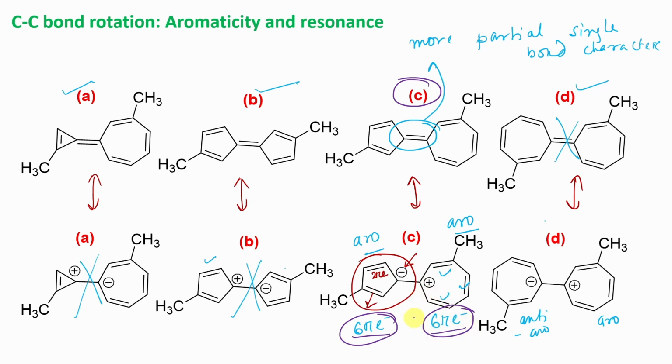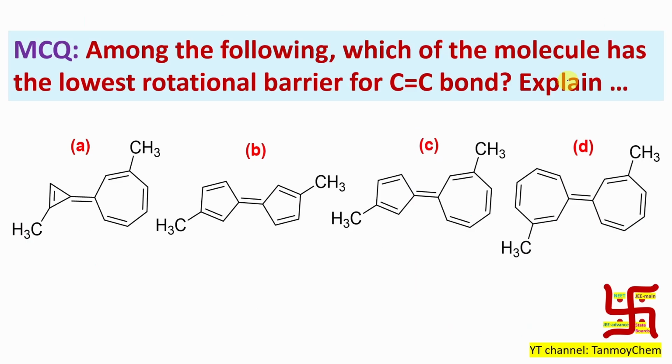So in this case this resonance contribution is more, which means the percentage of this single bond resonance structure will be more, so more partial single bond character will be observed here. Since the CC single bond rotational barrier is very low, in this case compared to option A, B and D, the CC rotational barrier will be less because single bond character is more. So this is the overall discussion. So which one will have the lowest rotational barrier for CC double bond? So option C is the right answer.